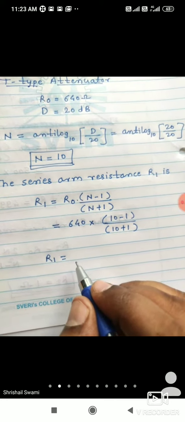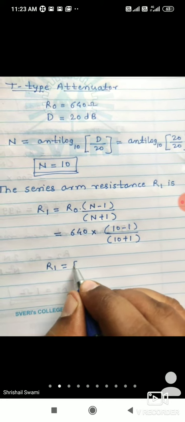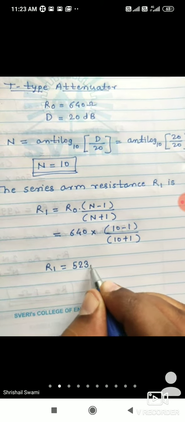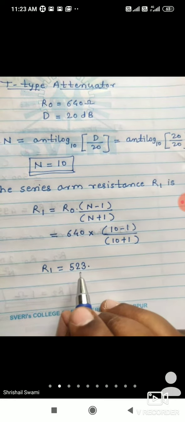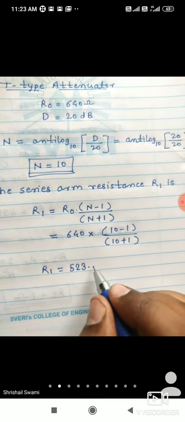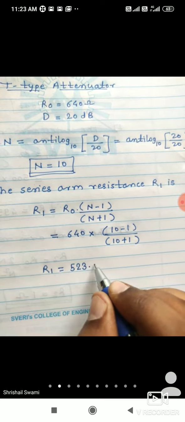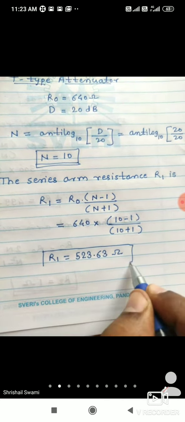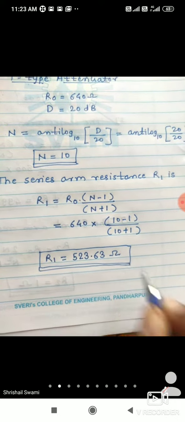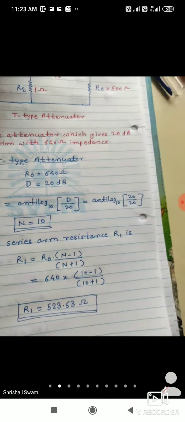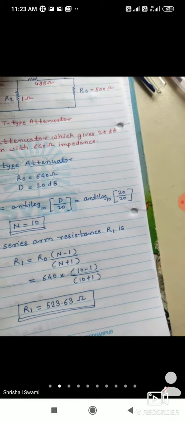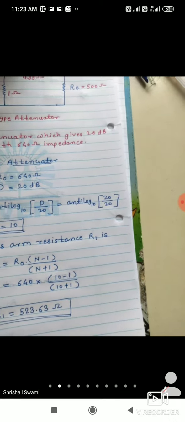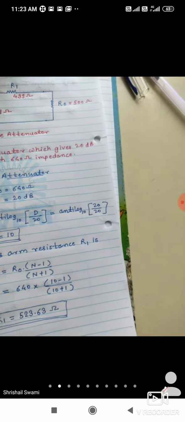What is the value of R1? 523. 523 is correct. 523.63 ohm. So this will give the value of R1. Very good. Okay. Now next find out the R2 value. Next you can find out R2 and then you can draw the diagram of T-type.